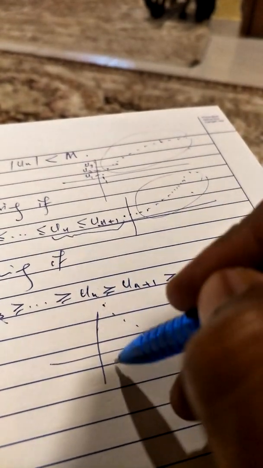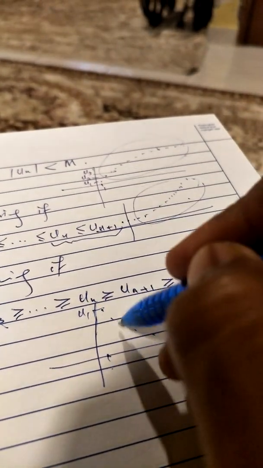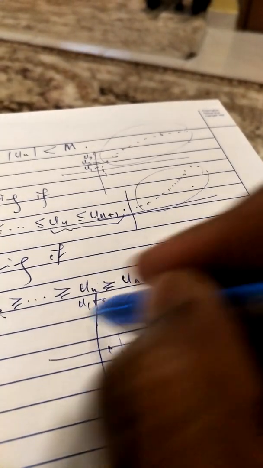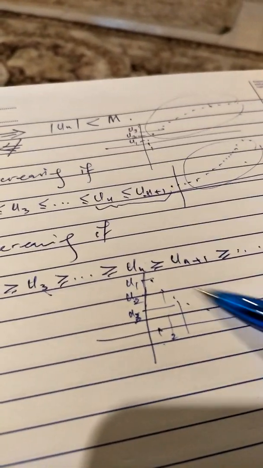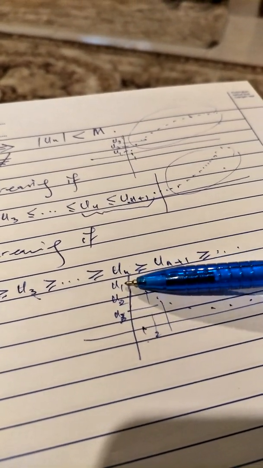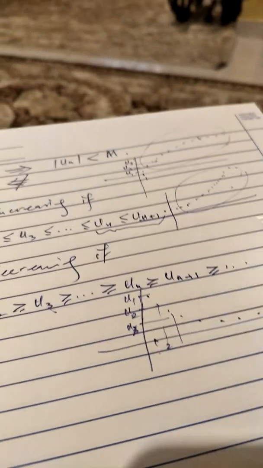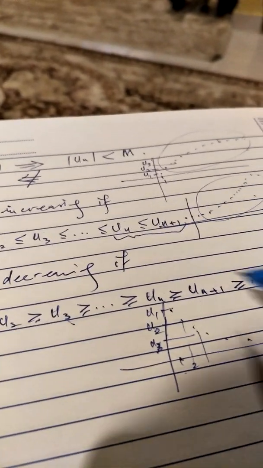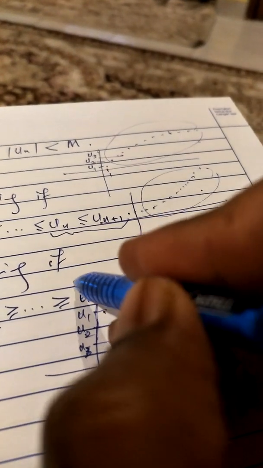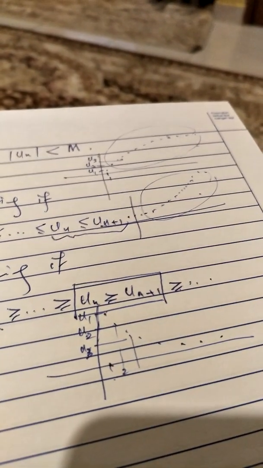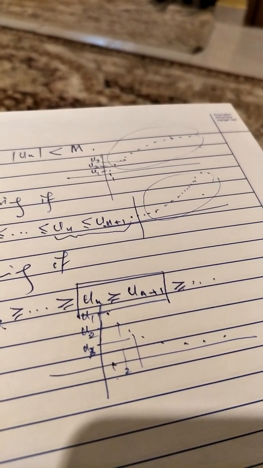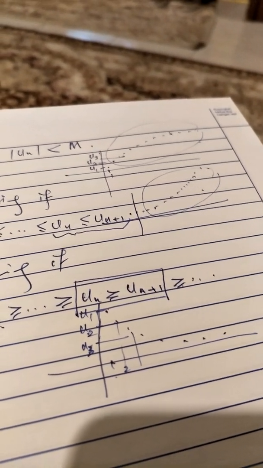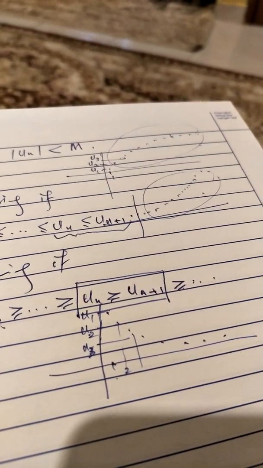We can see that when n equals 1, we have u1 here. When n equals 2, we have u2 here. For n equals 3, we have u3 here. So we can see from this picture that u1 is bigger than u2, bigger than u3, and so on and so forth. Again, the important part is that relationship: un is always greater than un plus 1. In this case we call the sequence decreasing.